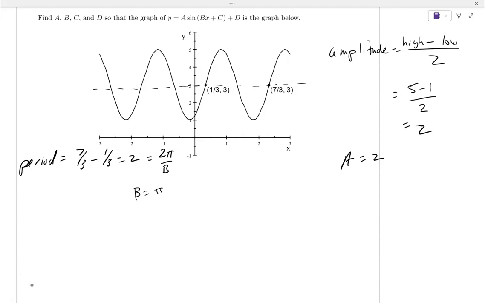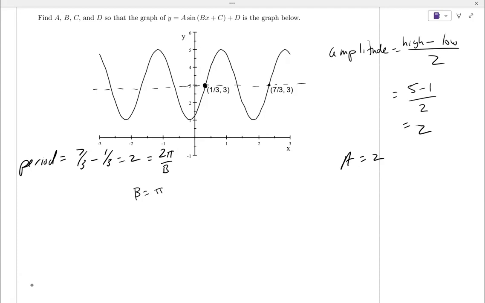Now I need to figure out what the C value is, right? So we know what the B is. The C tells us about shifting, right? Remember how we set that, we solved that before, right? We set it equal to 0 to solve for the C. We kind of have to do that a little bit in reverse. What should you have plugged in here to get the 1/3 out? Should have plugged in 0, right? That should have been at 0, 0 to start with, right?